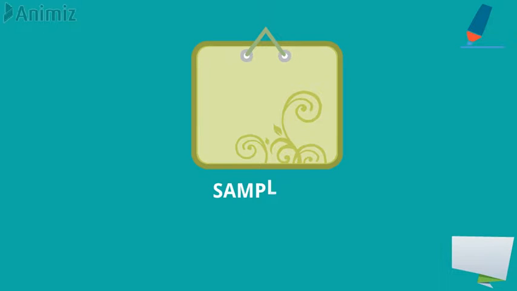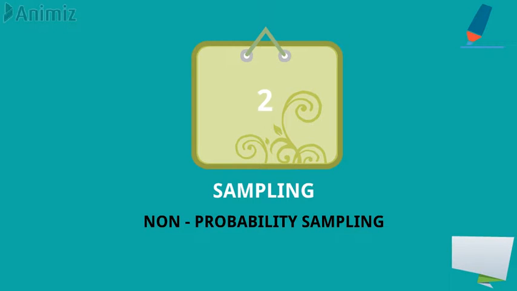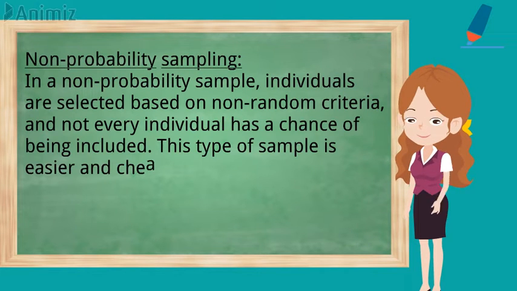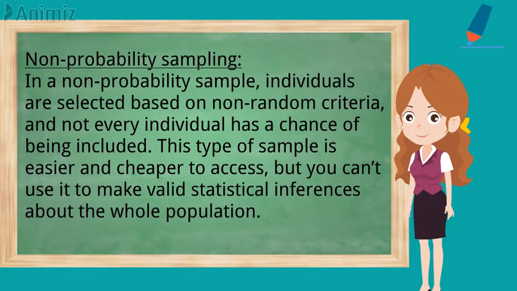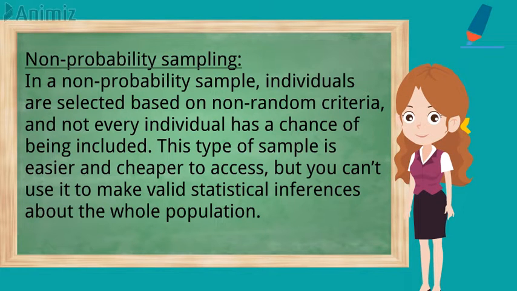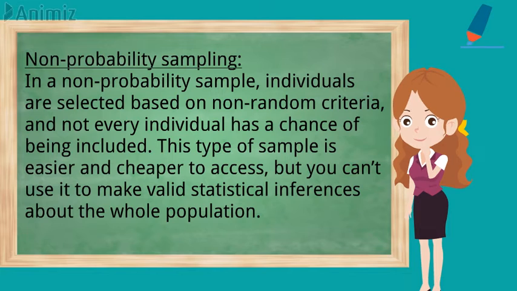Now moving on to non-probability sampling. In a non-probability sample, individuals are selected based on non-random criteria and not every individual has a chance of being included. This type of sample is easier and cheaper to access, but you can't use it to make valid statistical inferences about the whole population.